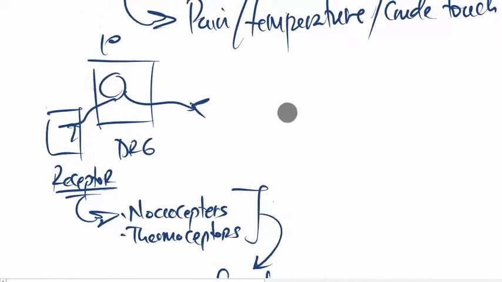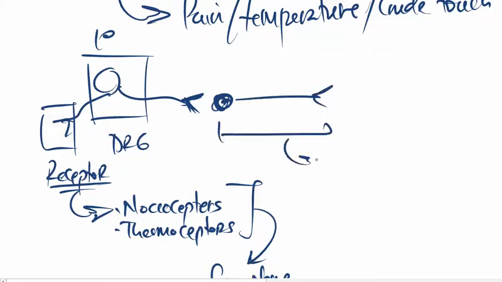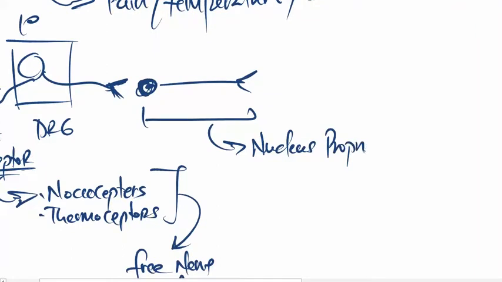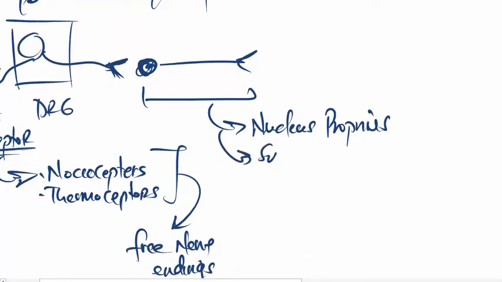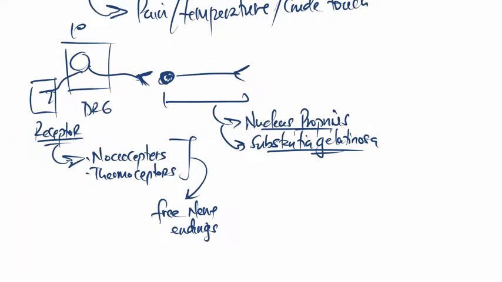Right? So this primary neuron is going to synapse, right, either in your nucleus proprius, probably not spelling that right, or your substantia gelatinosa. Right, so this is where it's going to be synapsing onto.